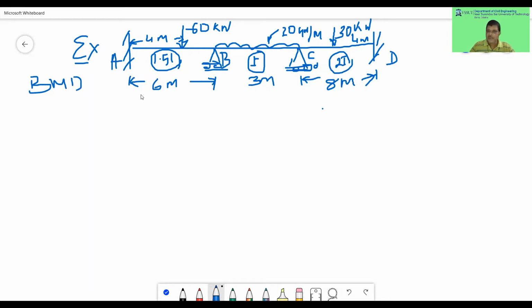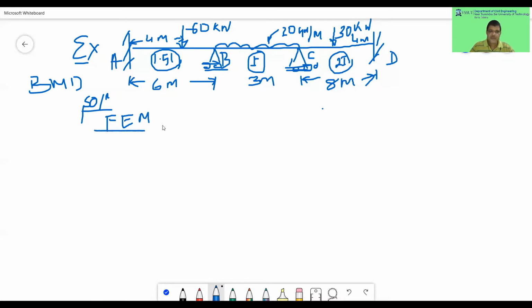Now, like all the problems, you have to go for the same thing here. We have to calculate the fixed end moments first, then the stiffness of the members, and then the distribution factor at the joints, and then we'll go for the moment distribution. Now let us find out the solution. First thing you have to do is the fixed end moments.